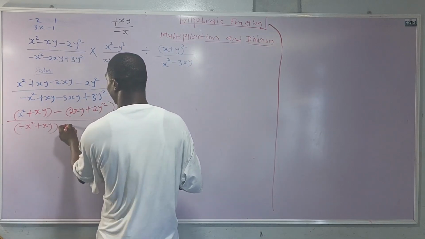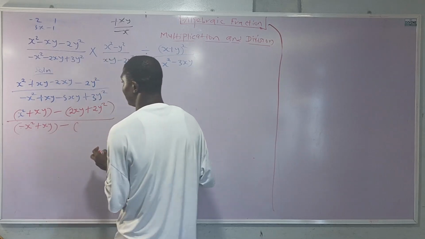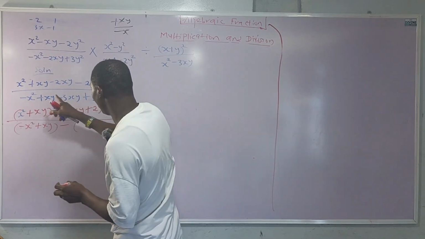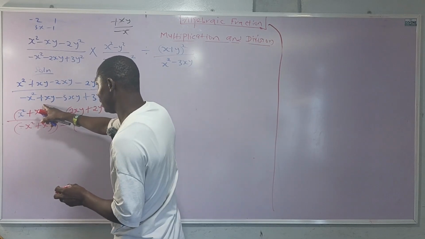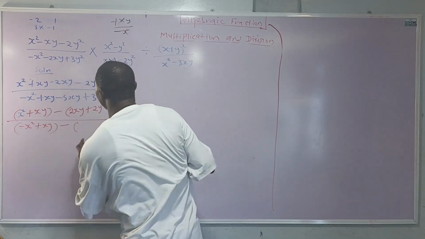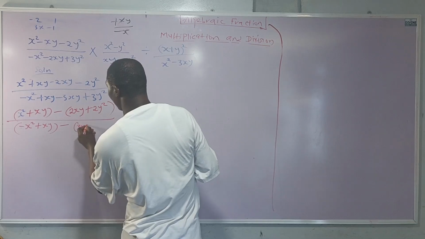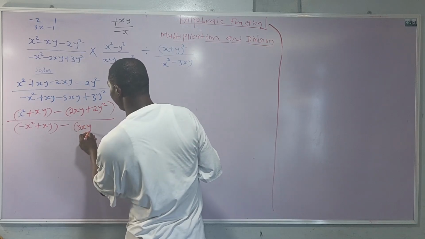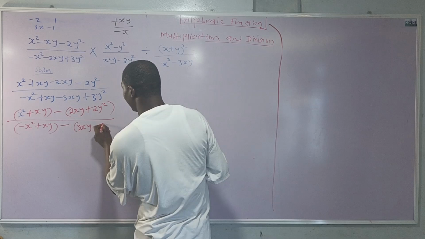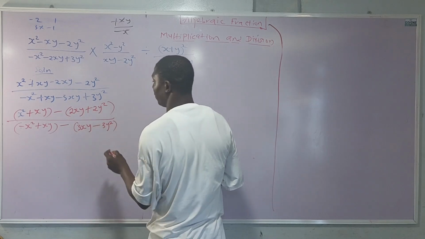Bring my negative sign here. And I'll have my brackets. Since here is negative, plus minus will not give you this. Take note, since here is negative. Now this will give you what? 3xy positive, negative what? 3y squared.